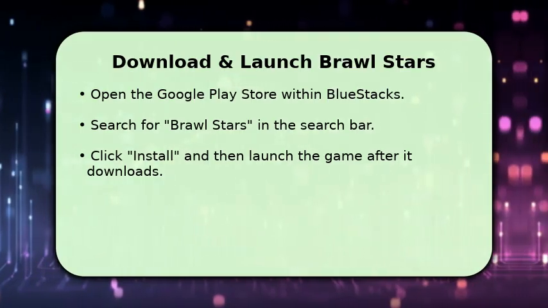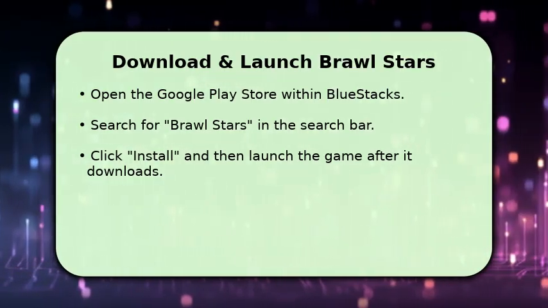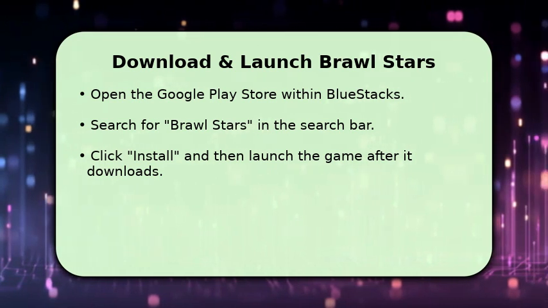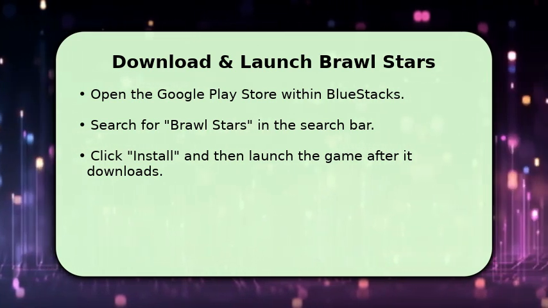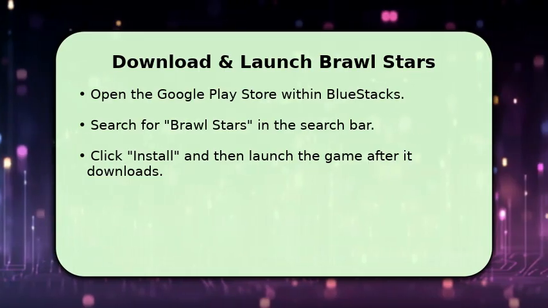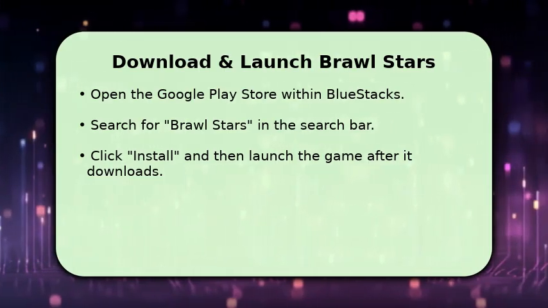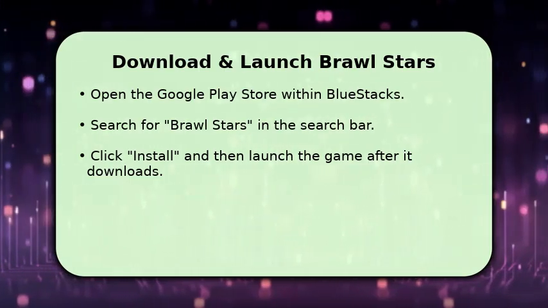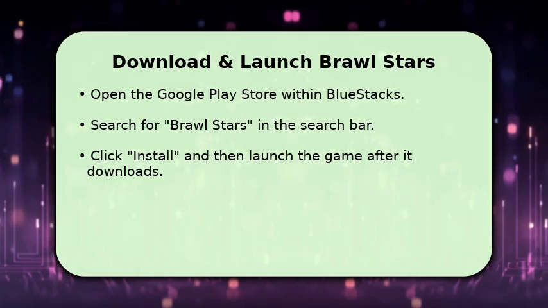With Bluestacks set up and your Google account linked, navigate to the Google Play Store within the emulator. Use the search bar at the top to find Brawl Stars. Once you locate the game, click the Install button. After the download and installation are complete, you can simply click the game icon on the Bluestacks home screen to launch Brawl Stars and begin playing.